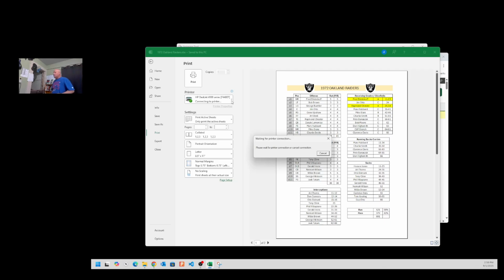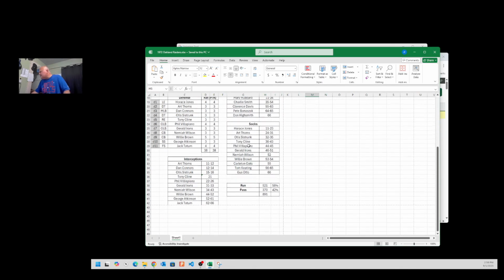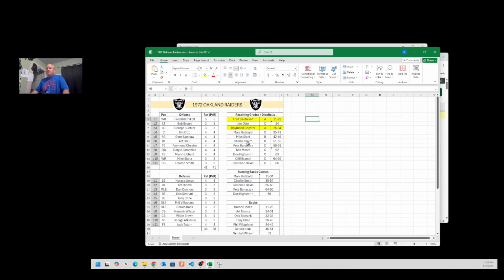It looks like it went to sleep on me. Come on. Let's try that again. Yeah, now it says it's ready. So let's go print again. There we go. Now for some reason, a lot of times if you have too many players, it'll want to go on the second page and I have to adjust the margins. Is it printing?